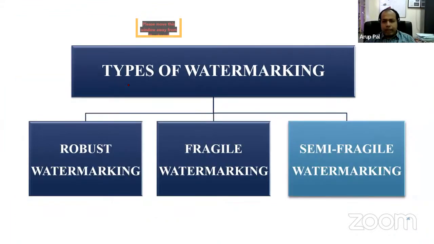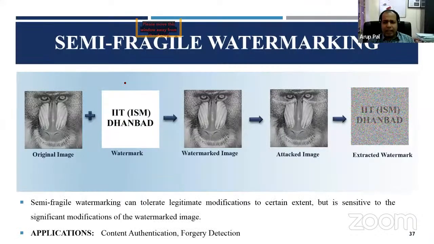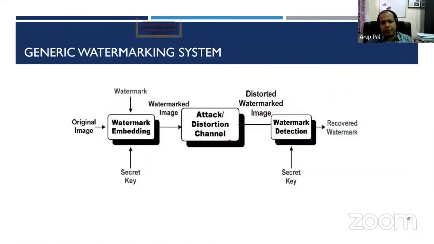Okay. Now, another is semi-fragile watermarking. So semi-fragile watermarking basically preserves certain properties of robust watermarking. It means certain kinds of changes can be allowed, but it does not allow drastic changes. And it also preserves the fragile watermarking properties. So like this, you can change the content, but your fragile watermarking properties should be preserved in this particular process.